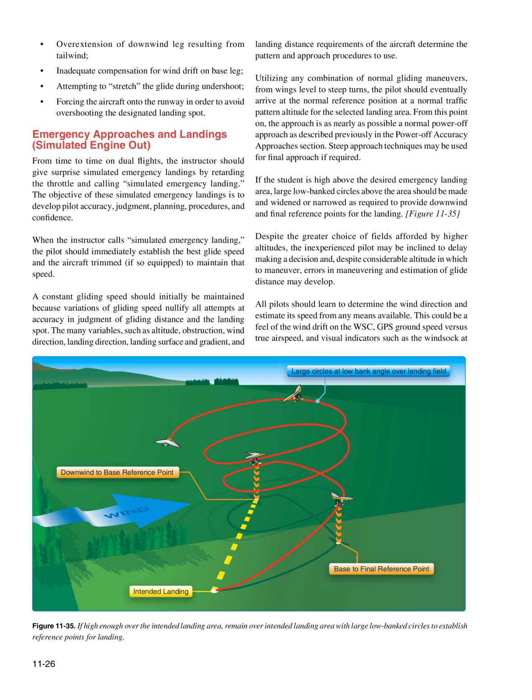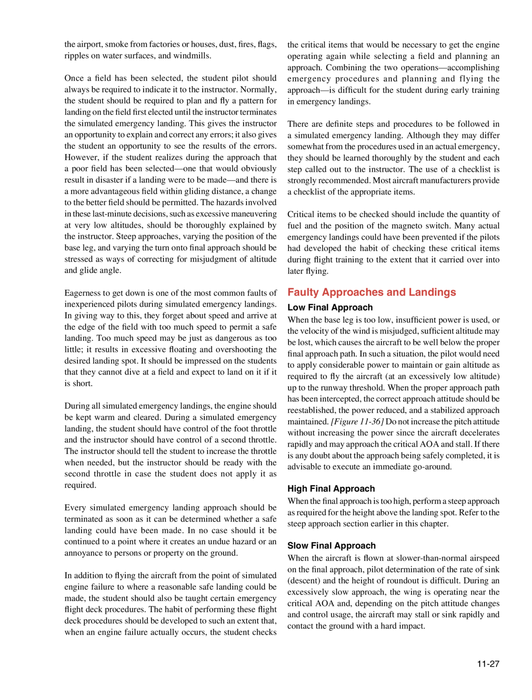All pilots should learn to determine the wind direction and estimate its speed from any means available. This could be a feel of the wind drift on the airplane, GPS ground speed versus true airspeed, and visual indicators such as the windsock at the airport, smoke from factories or houses, dust, flags, ripples on water surfaces, and windmills.